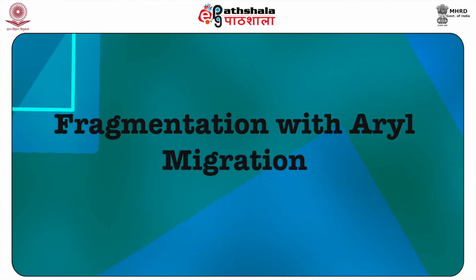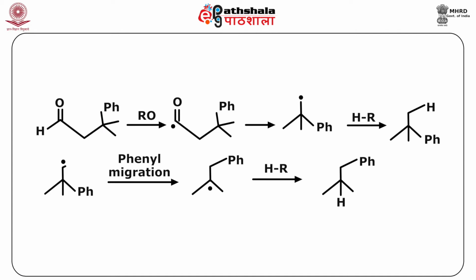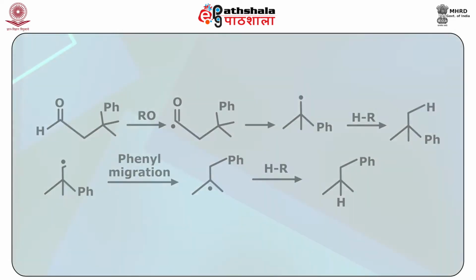Fragmentation with aryl migration. A mixture of rearranged and the non-rearranged products is obtained. For example, in the reaction, abstraction of an aldehyde hydrogen gives a carbonyl radical, which in turn expels the carbon monoxide. This primary alkyl radical will in turn undergo a phenyl migration, forming a tertiary radical, which then abstracts a hydrogen from a hydrocarbon, forming a new product.